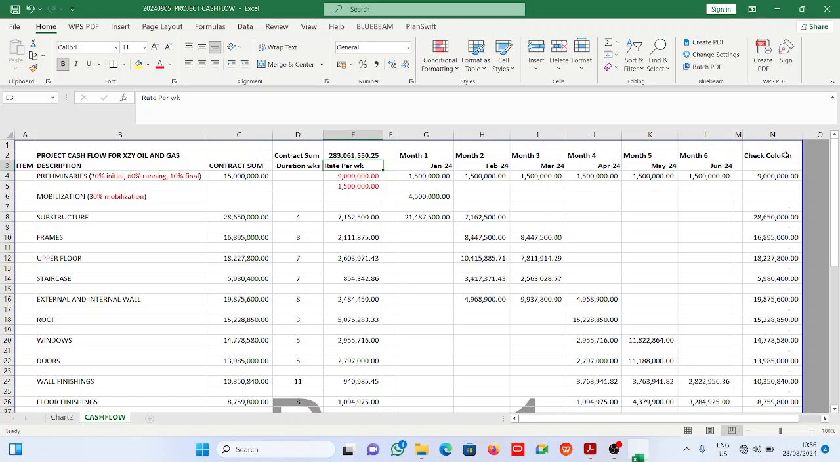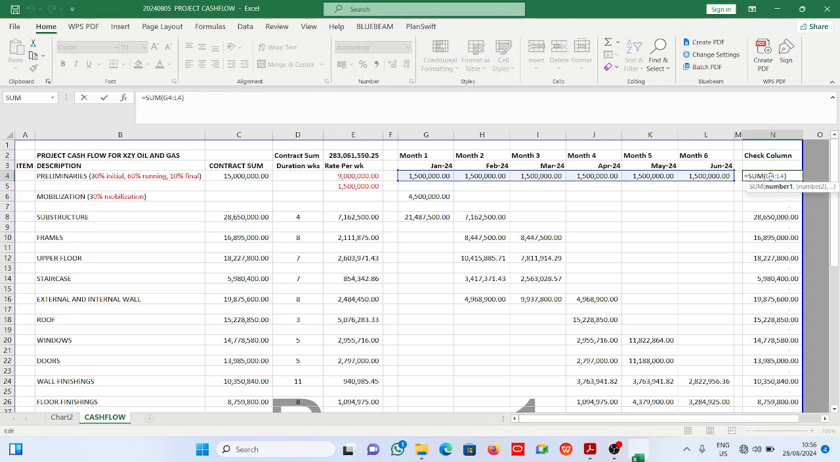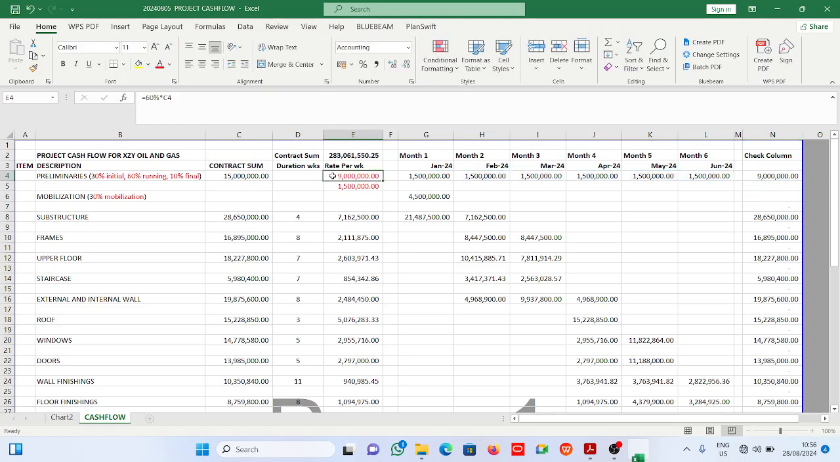Now at the end of the day, I have a check column here. There's a way you can check your work to know if you are right or wrong. Now if you see this 1.5 here, everything gives me back 9 million. So I can actually check if I am right or wrong whenever I'm preparing a cash flow projection. All right, now this is what we have.